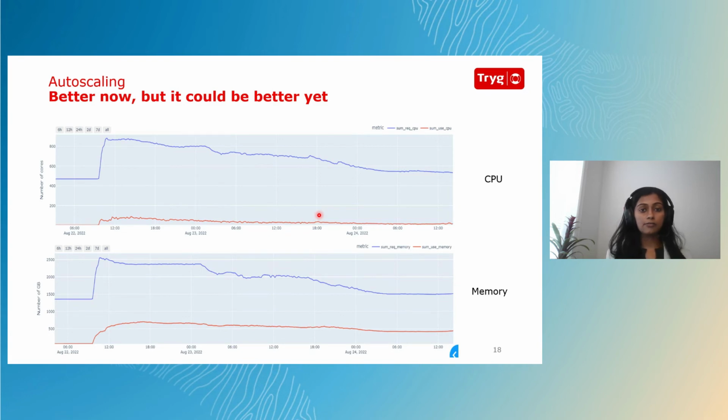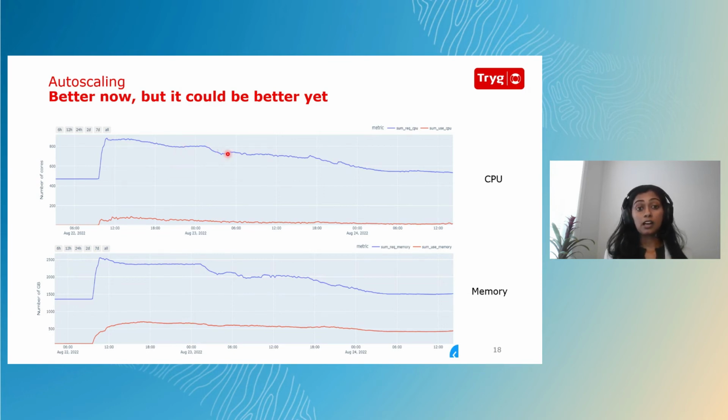So this is a graph collected by the same tool, but this is for the CPU and the memory consumption. And the red line here indicates the actual utilization of the resources, while the blue line indicates the pod requests. By request here, I would like to highlight the spec resource request, which is the guaranteed amount of resource the Kubernetes assigns a particular pod.